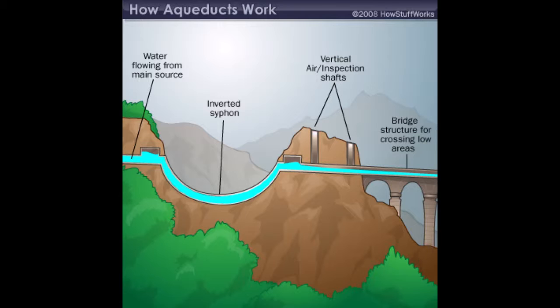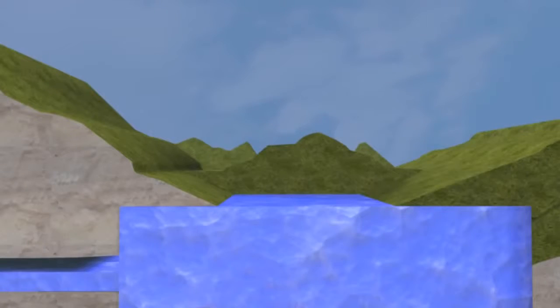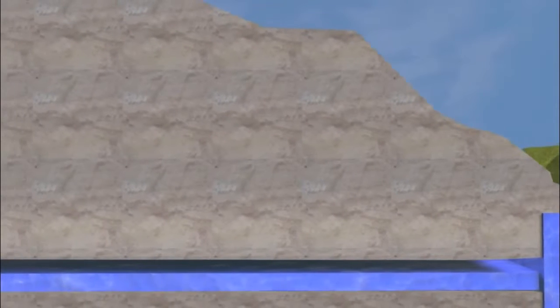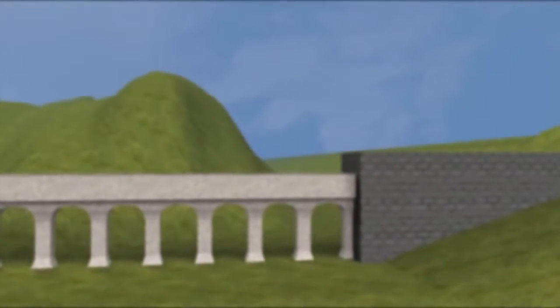Aqueducts are essentially man-made streams that transport water from natural resources downhill to cities and towns. They must be constructed carefully so that the water does not run too fast, damaging the channel through erosion, or so that the water doesn't move too slow, allowing it to stagnate. The most famous feature of Roman aqueducts are their bridges, which are used to cross valleys and ridges.